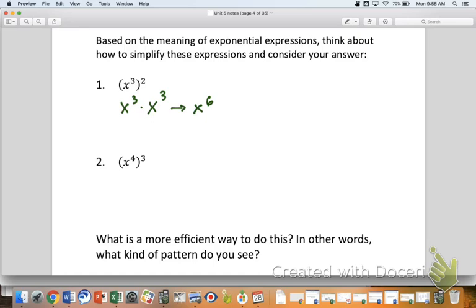Now, like I said, you could go deeper. Couldn't you say that x to the third is really x times itself 3 times, and x to the third is x times itself 3 times, and then x times itself 6 times is really x to the sixth? Yes. So you could have gone a little deeper and done something like that. Either way, I'm okay. I want to make sure you understand what's happening here. Couldn't we do the same thing with the other one? Yes. What's x to the fourth to the third?